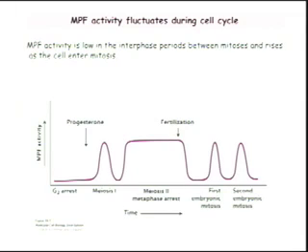This is the MPF activity, maturation promoting factor activity, and this is the time as the cell goes through these division cycles. What they found is, of course, before you add progesterone, the oocyte arrested in G2 has a baseline level of MPF activity. Now, when the cell goes into meiosis, this activity goes up. But right at the interface between meiosis I and meiosis II, the activity dropped. And then it goes back up.